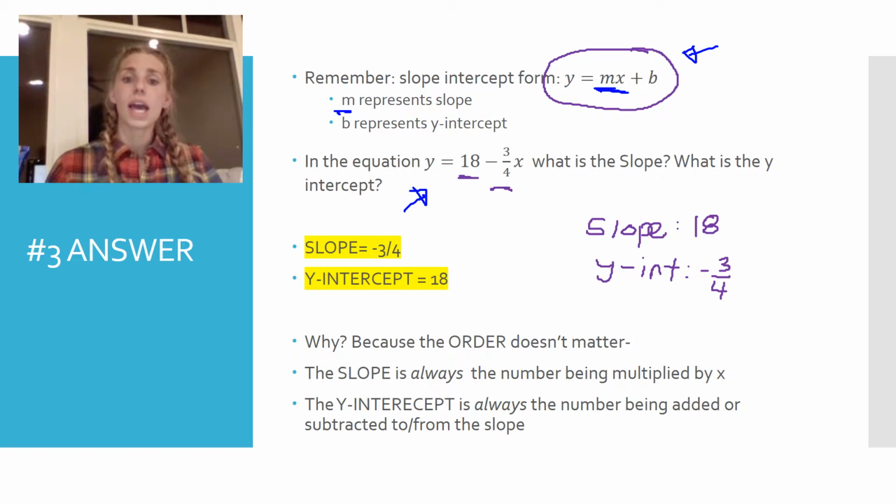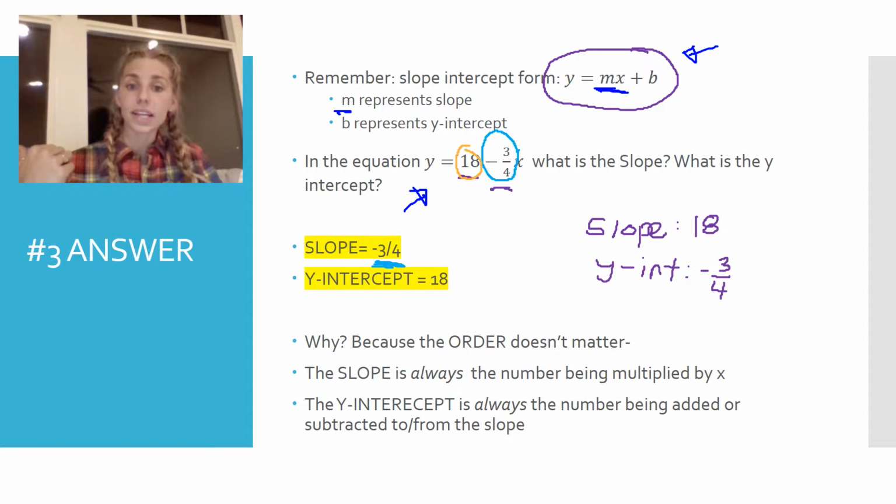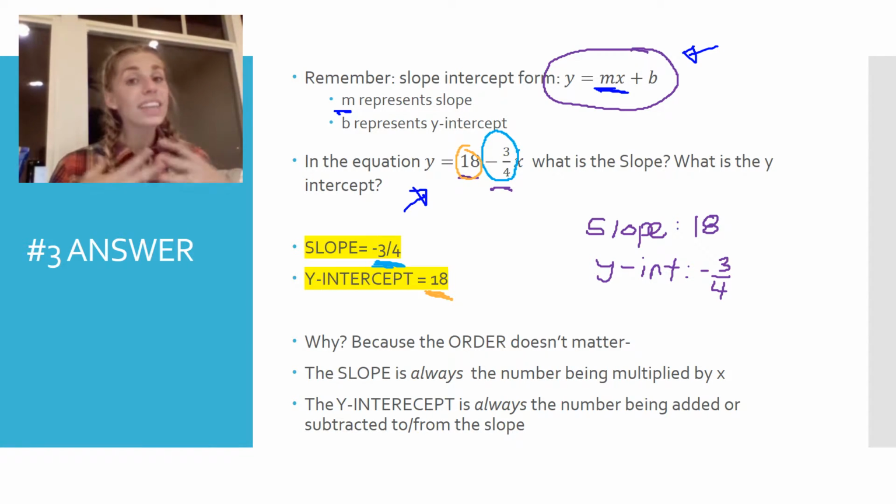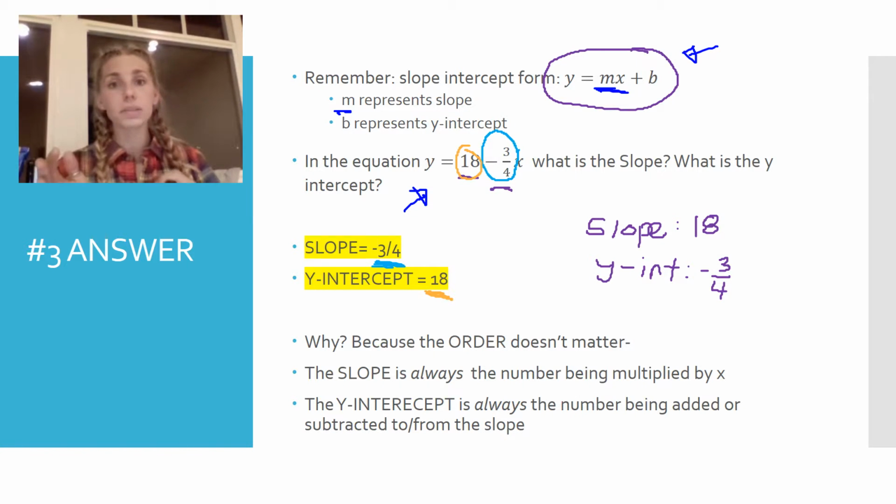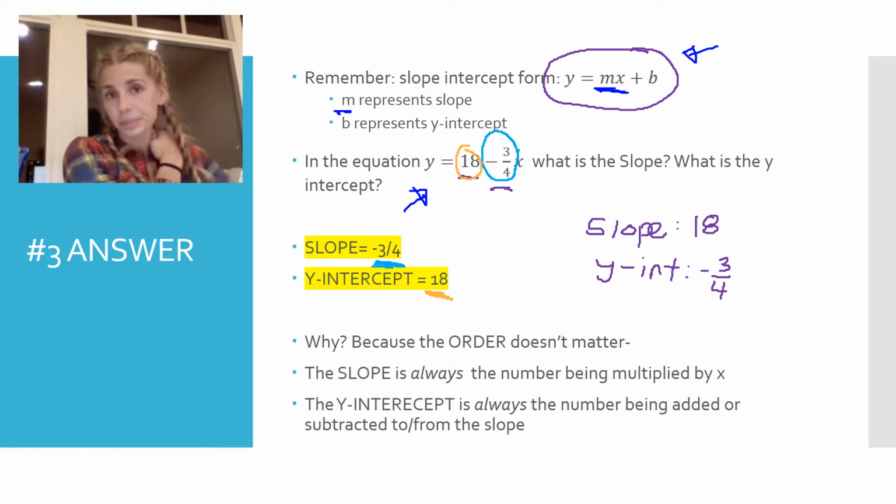You need to pay attention and identify which number is being multiplied by the x. And in this situation, the number being multiplied by x is negative 3/4. So that's why your slope is negative 3/4. And the number that's just being added or subtracted to it is a positive 18. Notice there's nothing on the left-hand side of the 18, so it's just a positive 18. So the y-intercept is 18. Now you are going to see this a lot, so don't let the order trick you. If the x comes first or the x comes second, it doesn't matter as long as the y is isolated and it is in slope-intercept form.